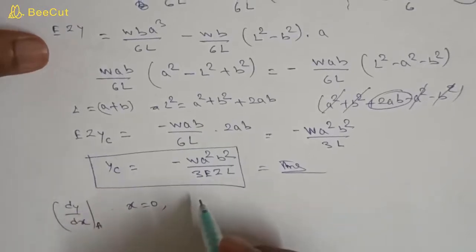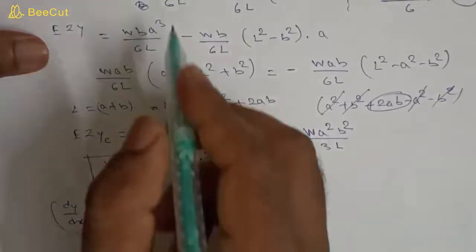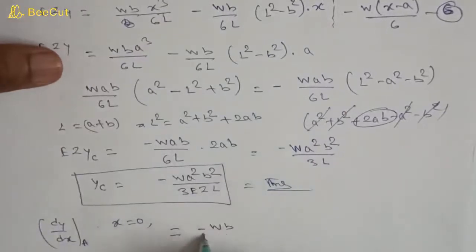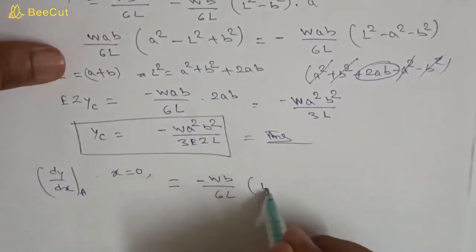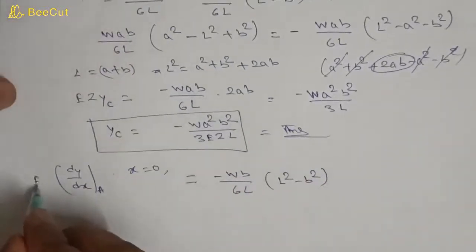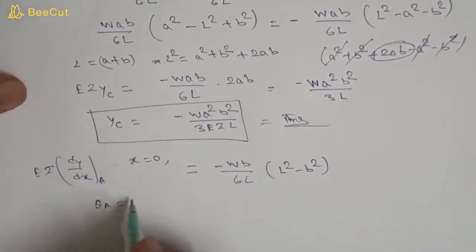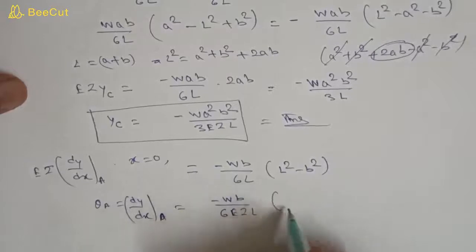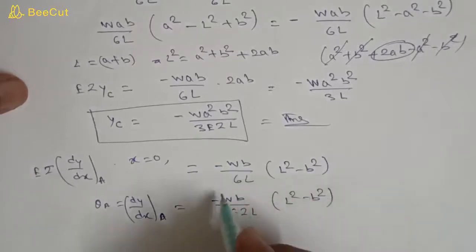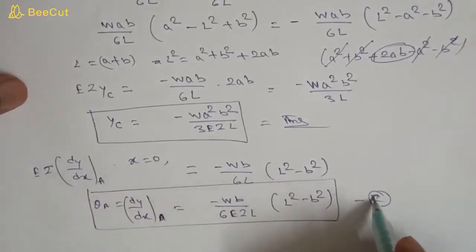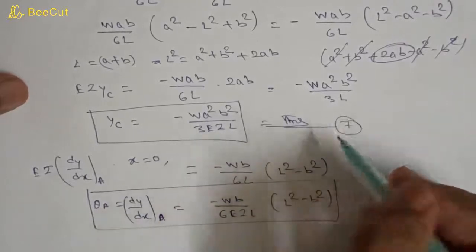So we will get EI dy by dx is equal to, this term will become 0 because x is 0, so we will get minus WB upon 6L into L square minus B square. Dividing by EI, we will get theta A is equal to dy by dx at A is equal to minus WB upon 6EIL into L square minus B square. So this is the equation for slope at point A. Suppose this is equation number 8 and this is equation number 7.